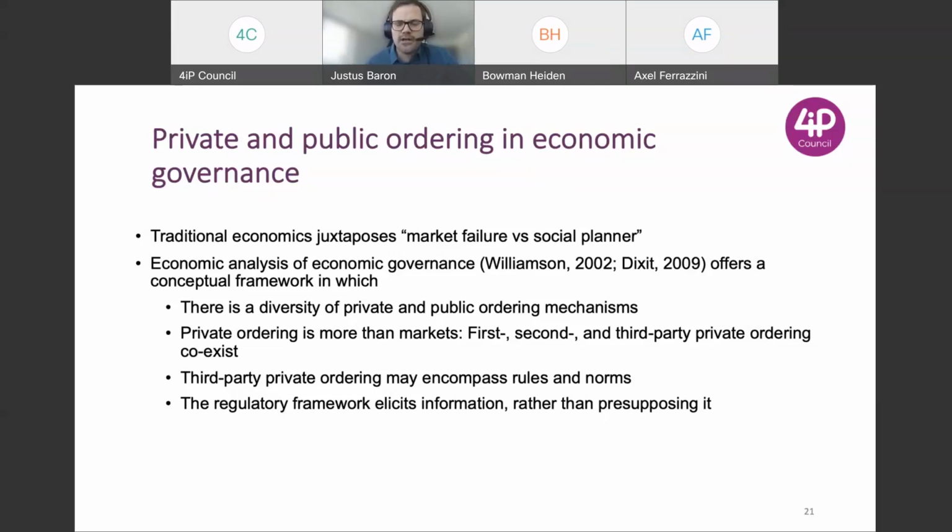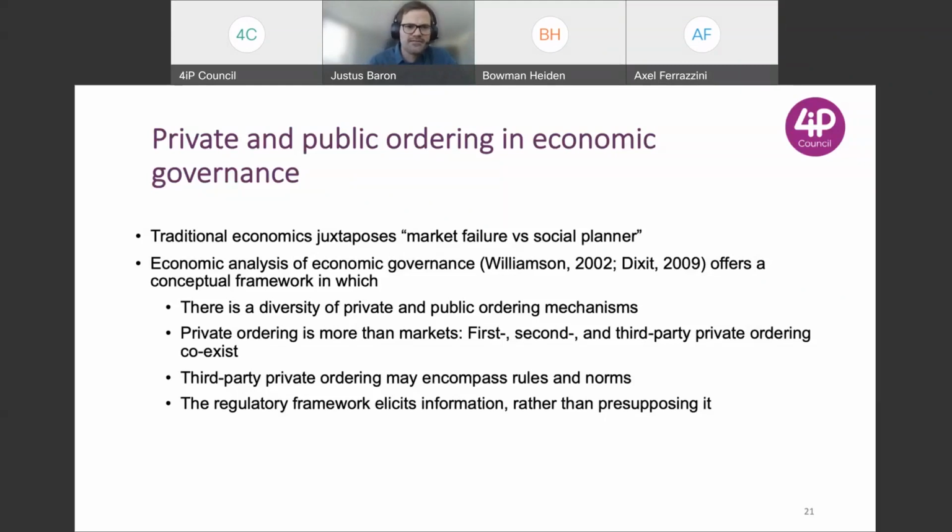So we try to build on a different stream of research, a different literature, which highlights the role of economic governance and thereby provides a conceptual framework in which there's more than just markets and social planners. There's a diversity of private and public ordering mechanisms available. And in particular, important private ordering mechanisms that are not fully subsumed under market mechanisms are the rules of private organizations and social norms. And this regulatory framework has important properties. In particular, it elicits information from the different parties.